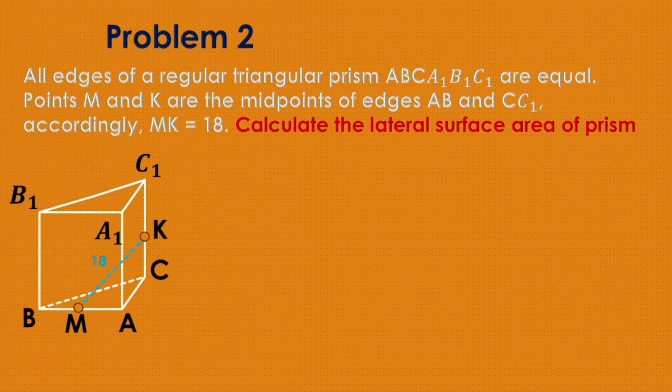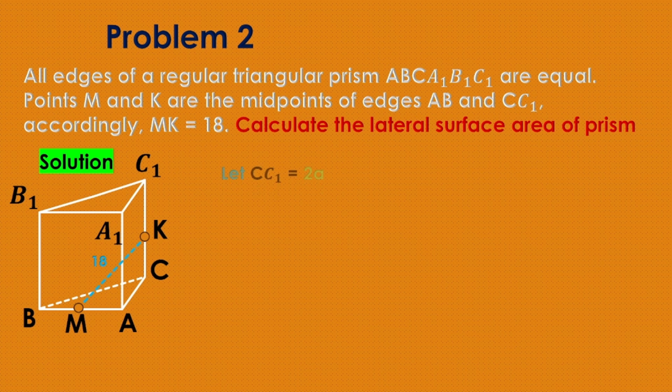Problem 2. All edges of a regular triangular prism ABCA1B1C1 are equal. Points M and K are the midpoints of edges AB and CC1, respectively. MK equals 18. Calculate the lateral surface area of the prism.